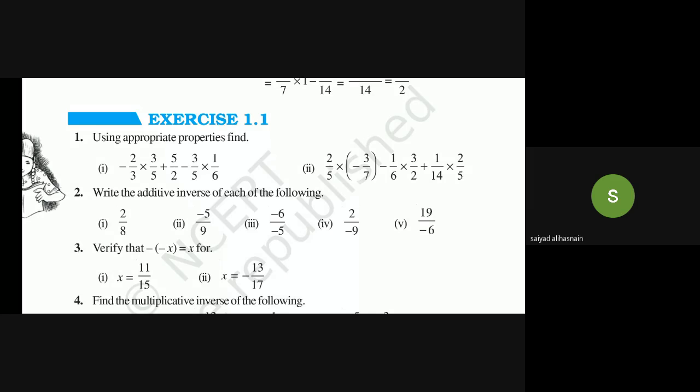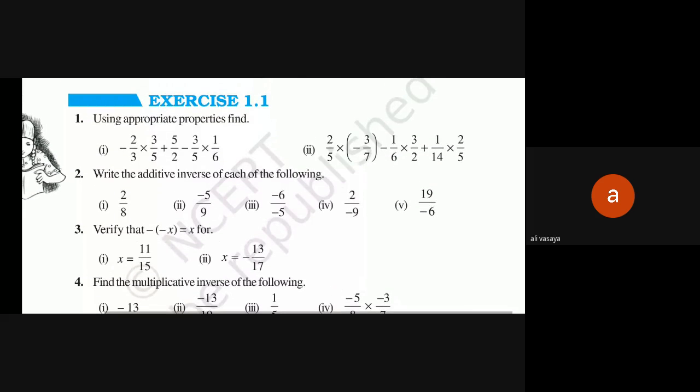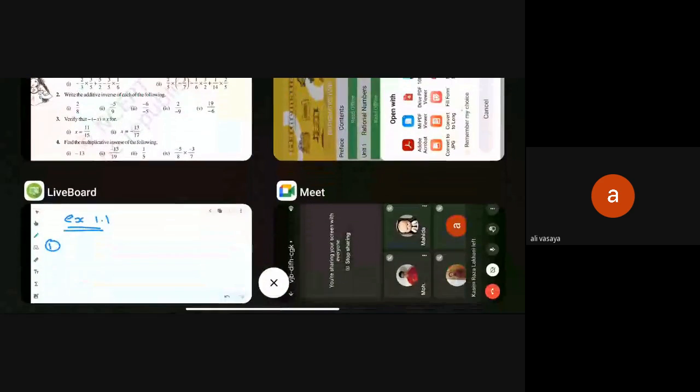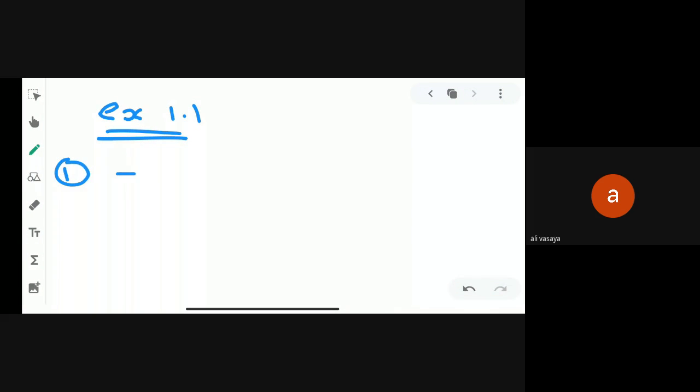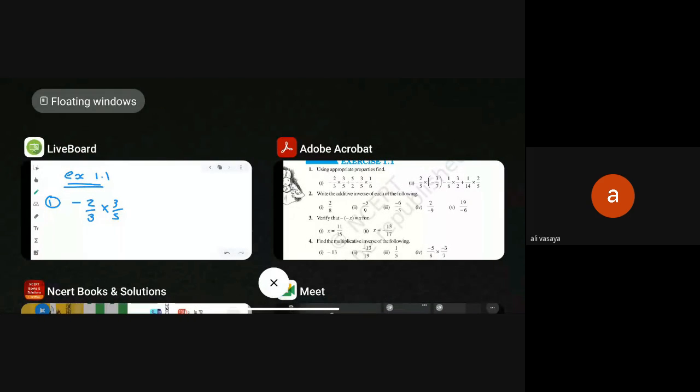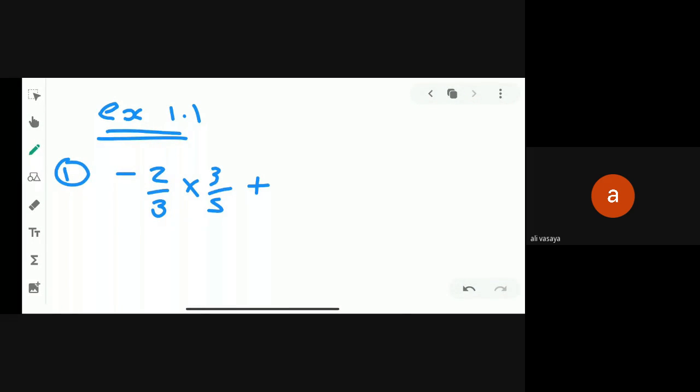Clear, boys? Yes. Okay, now you can see the live board. I'm writing the question over there. Minus 2 by 3 into 3 by 5, then plus 5 by 2 minus 3 by 5 into 1 by 6. Please mute your mic, all of you.